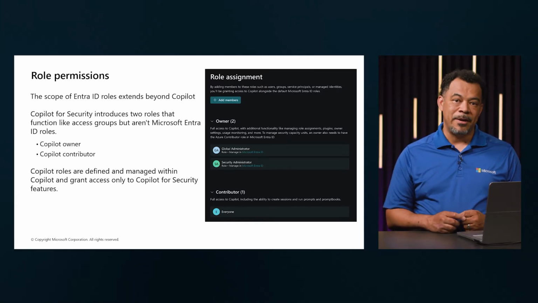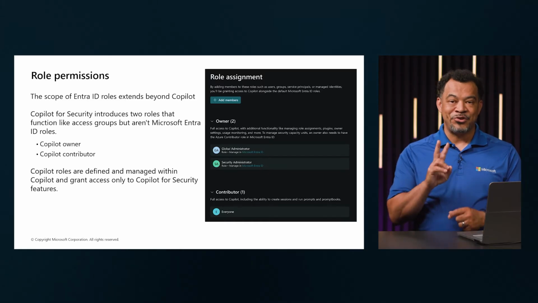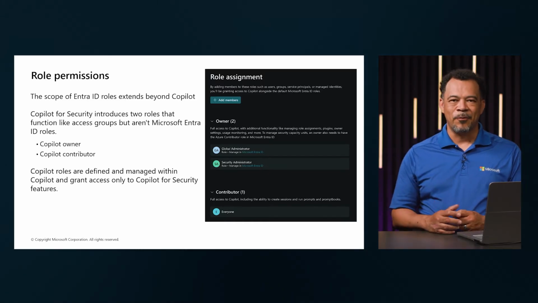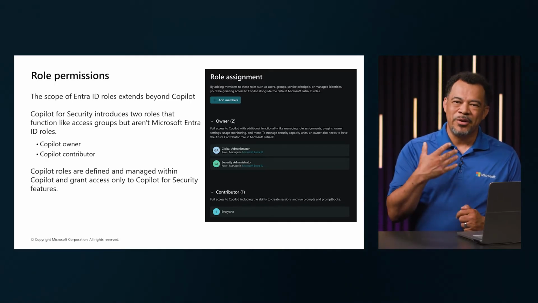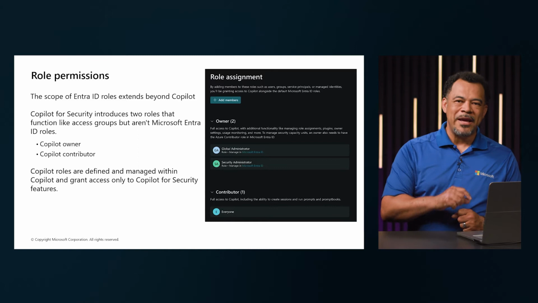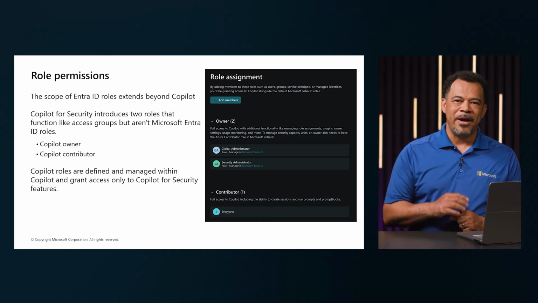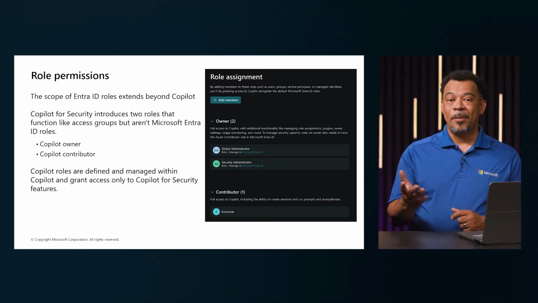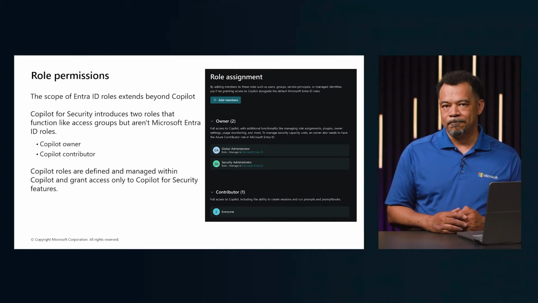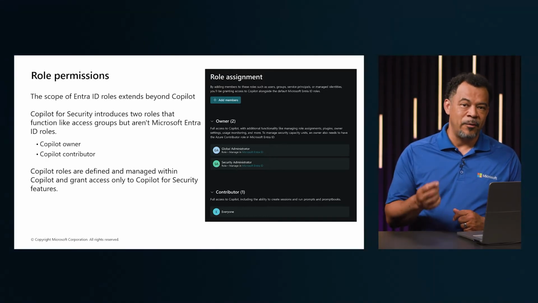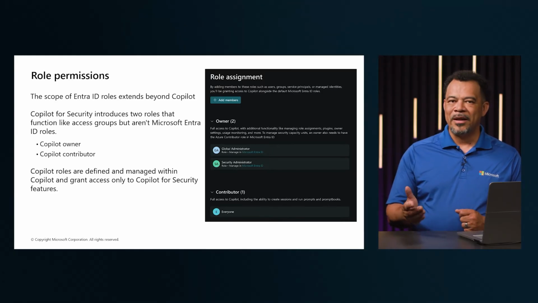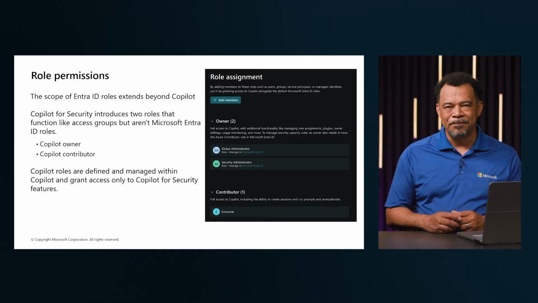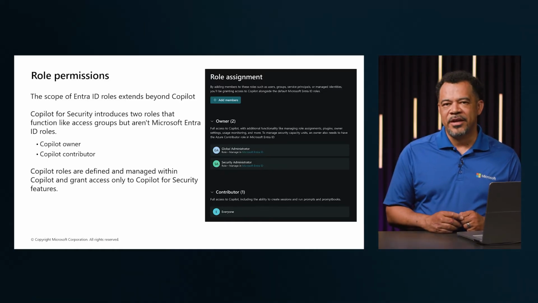For this reason, keep in mind, Copilot for Security introduces two roles that function like access groups but aren't Microsoft Entra ID roles. Instead, they only control access to the capabilities within Copilot for Security. The Microsoft Security Copilot roles are Copilot Owner and Copilot Contributor. The Security Administrator and Global Administrator roles in Microsoft Entra automatically inherit Copilot Owner access. By default, all users in the Microsoft Entra tenant are given Copilot Contributor access.